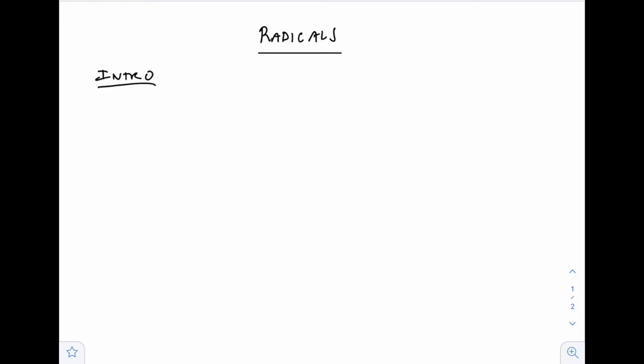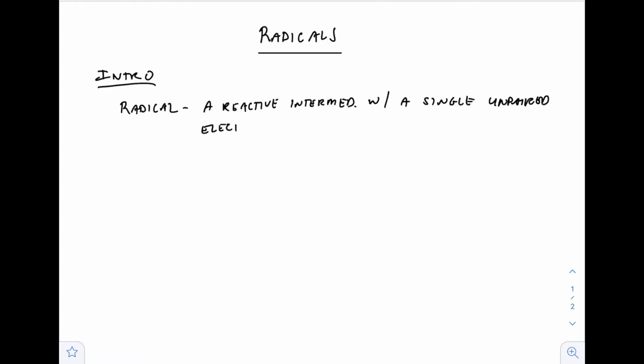All right, so this video is going to be on radicals, just introducing them and defining them and how they're formed. We have seen radicals before, right? We've seen them when we introduced the flow of electrons in a mechanism. We introduced the single electron arrow, the fishhook arrow, versus the two electrons flowing around, which is the normal mechanism arrow that we use.